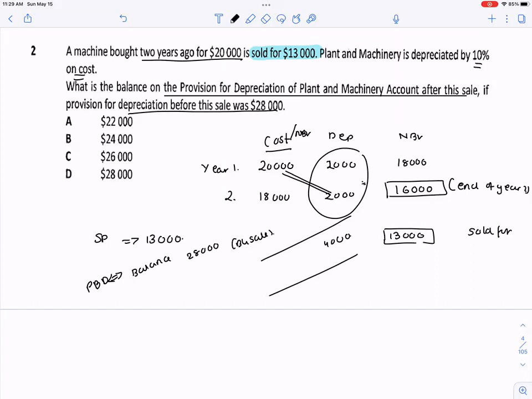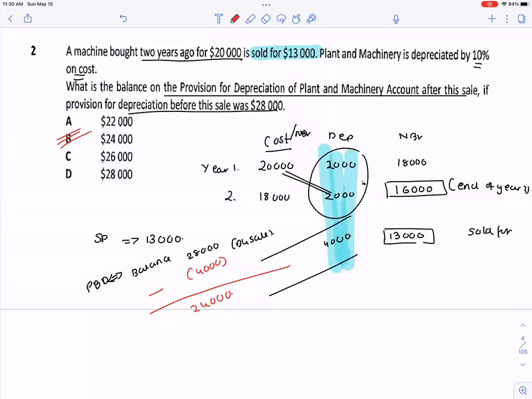You sold this asset. Right? So you will remove the depreciation of the assets sold from the total provision for depreciation. So the balance on the provision for depreciation account after this sale would be 24,000. It is very necessary to understand the question.